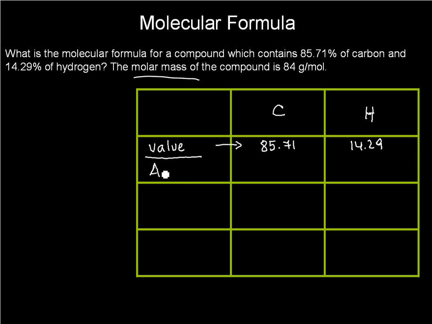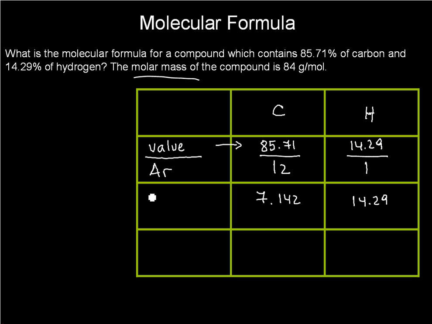So the atomic masses are going to be in this case 12 and in this case 1. Yes? Okay, perfect. So this is 14.29 and this number somebody has to give it to me. 7.142.